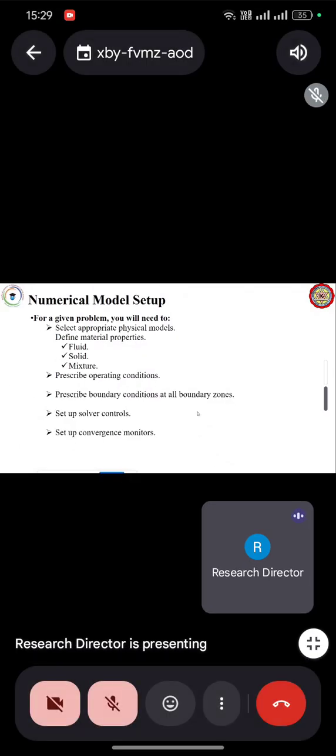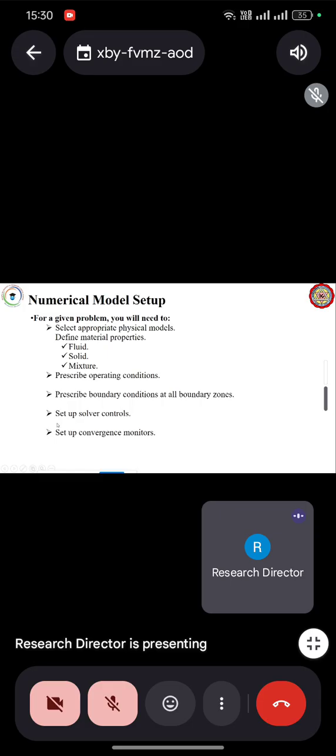Here, operating condition means we have to provide the inlet, outlet and wall conditions. It's totally dependent on what we are giving. Then after that, prescribe the boundary condition at all the boundary zones. Next, set up the solver control and set up the convergence monitor. These three are very important: boundary condition at all boundary zones.